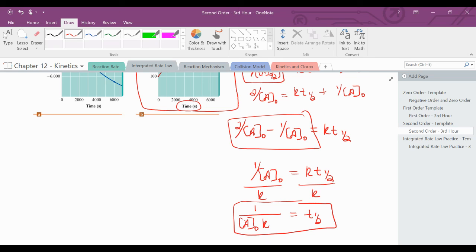Okay, so the next step is that we're going to use our equations for zero order, first order, and second order to practice some problems.